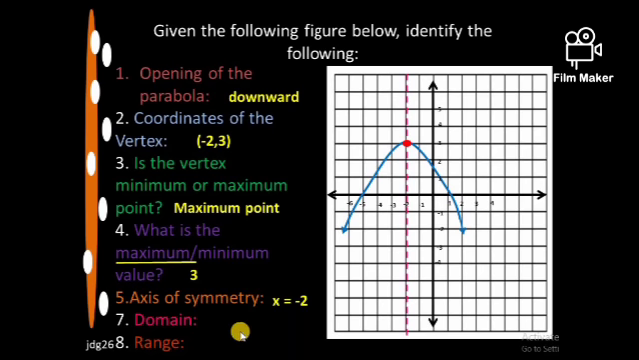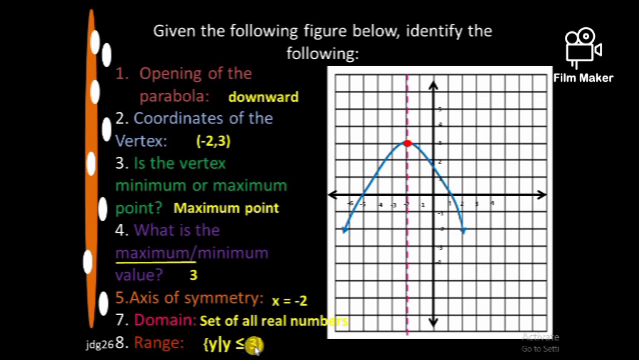Now, let's have the domain. What is the domain of the given figure? Tama. The set of all real numbers. So, ang sagot natin sa domain sa lahat ng quadratic function ay iisa lang, which is the set of all real numbers. How about the range? Since the graph opens downward, therefore, ang range natin is the set of y such that y is less than or equal to positive 3.